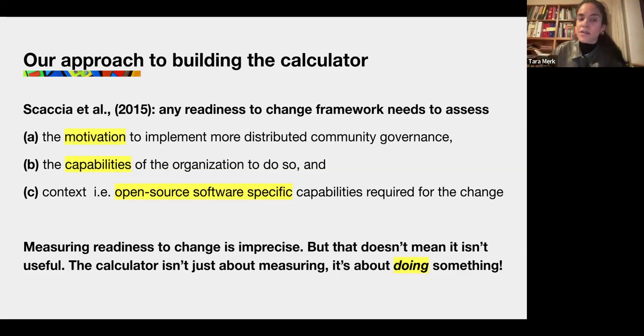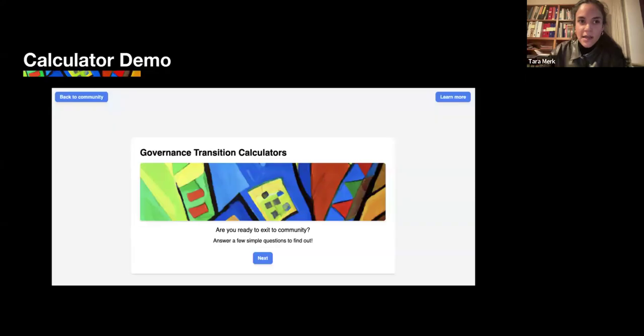We're drawing on this organizational readiness to change framework and appropriating everything that they've learned from contexts such as healthcare and education to this open source context. We don't just want to measure something, but we really want to integrate it into a workshopping format, and as a way to help people, by using the tool and discussing their different results, feel more ready and more confident and comfortable in their decision to change things.